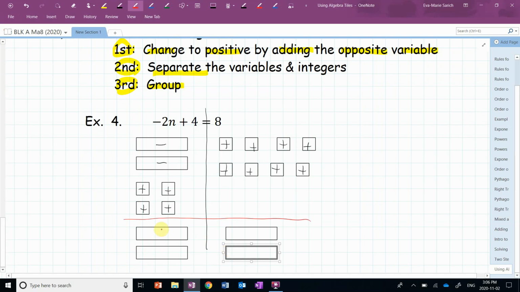So let's put their signs in them. Okay, so now if I take a negative variable and I add it to a positive variable, I get 0 variables, right? Add a negative and a positive together, I get 0 variables. So now I've got no variables left on the right-hand side, but I have 2 positives here, okay?